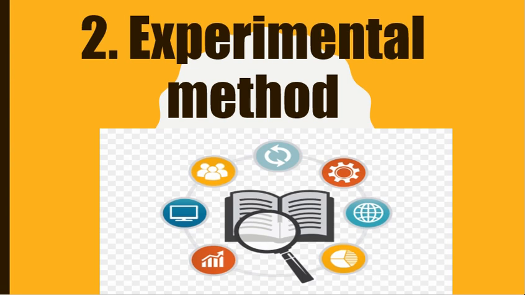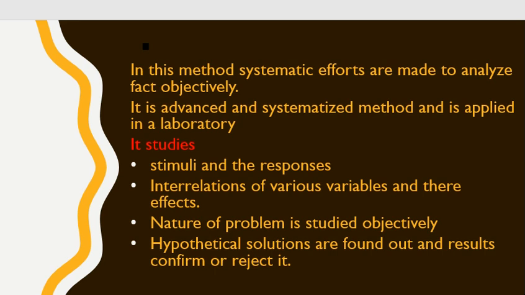Experimental method. What is an experimental method? In the experimental method, systematic efforts are made to analyze the facts objectively. Okay, it is an advanced and systematized method and is applied in a lab setting.